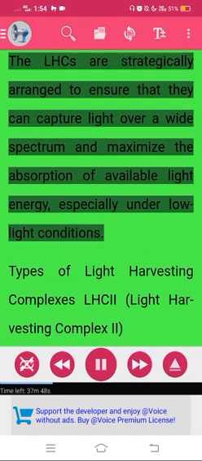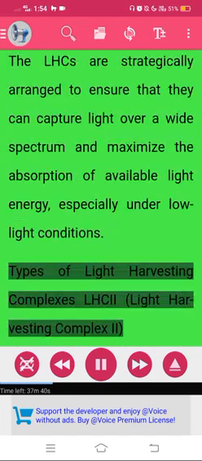The LHCs are strategically arranged to ensure that they can capture light over a wide spectrum and maximize the absorption of available light energy, especially under low light conditions. Types of light harvesting complexes.